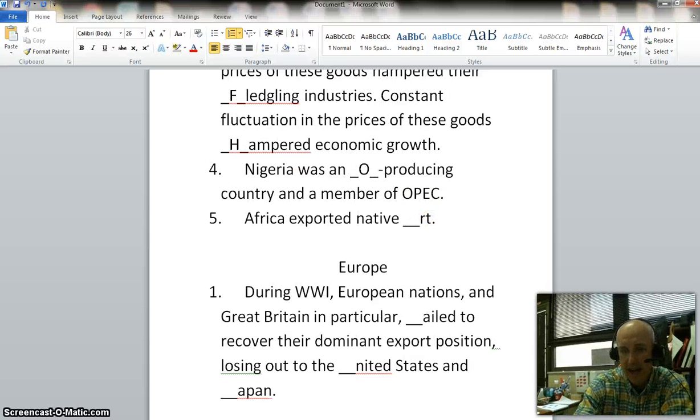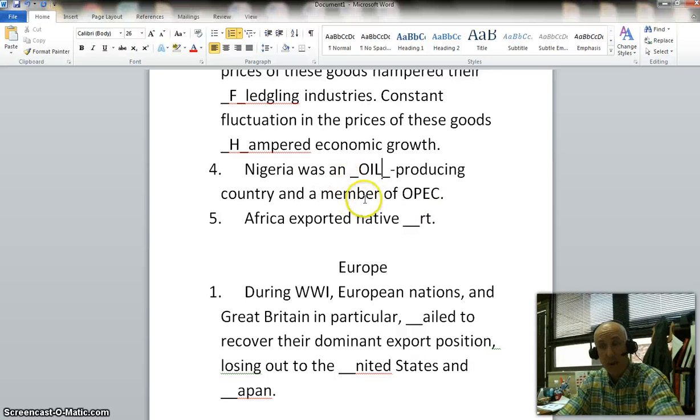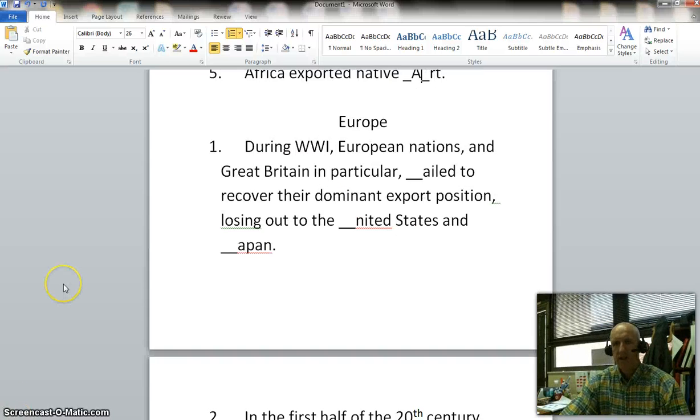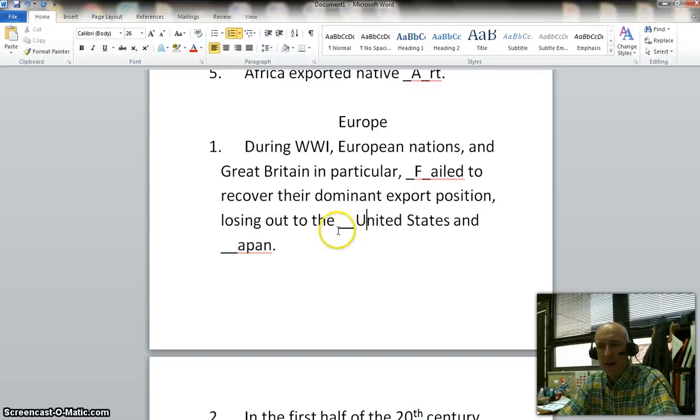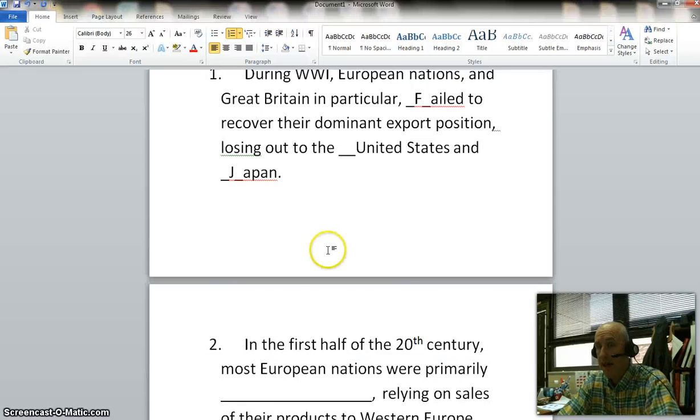Nigeria was an oil-producing country and a member of OPEC. Africa exported native art. All right, now let's look at global trade in Europe. During World War I, European nations, and Great Britain in particular, failed to recover from their dominant export position, losing out to the United States of America and Japan.